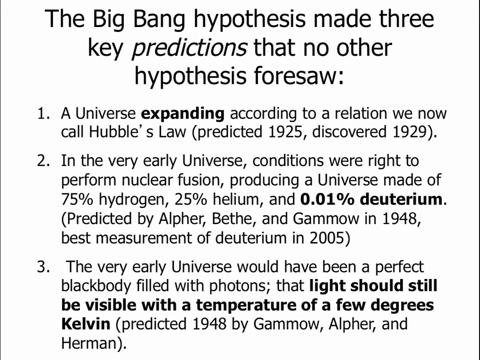The third prediction that the Big Bang hypothesis made was that the very early universe would have been so hot and dense it would have been a black body. In fact, it would have been a perfect black body. The light from that black body should still be visible, and the temperature of that black body as viewed now would be a few degrees, because as the universe expands, it also expands the wavelengths of the light, and so it shifts that peak wavelength from the very hot temperatures, short wavelengths it would have been, down to the long wavelengths that correspond to a few degrees Kelvin. And this was predicted in 1948.